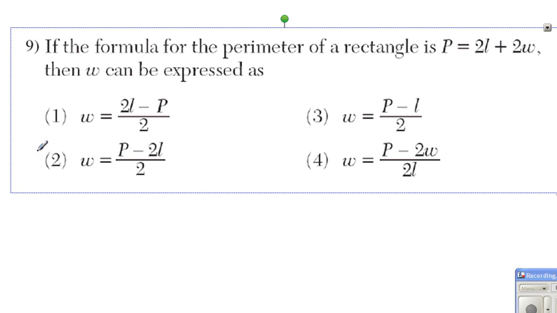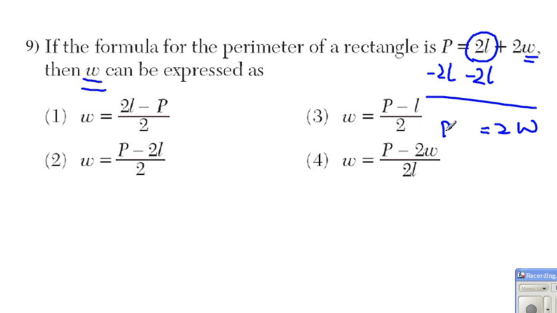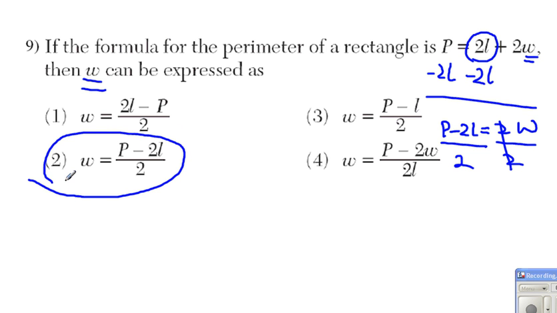Alright, number 9. Now we are solving for w. I see w here. That means we need to get rid of this one first by subtracting 2l. Then what do we end up getting, guys? We have 2w on the right side. On the left side, we will have p minus 2l. Now, since what we want is w only, we have to divide by 2. Notice that we are dividing the whole thing by 2, so we end up getting w equals p minus 2l over 2, which would have been choice number 2.